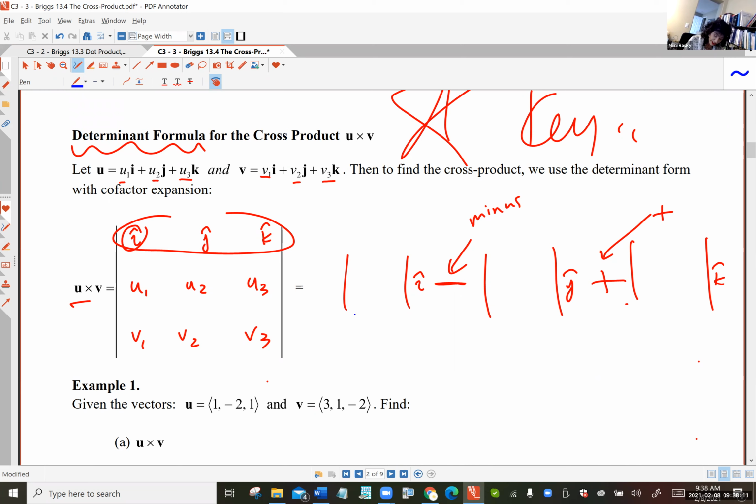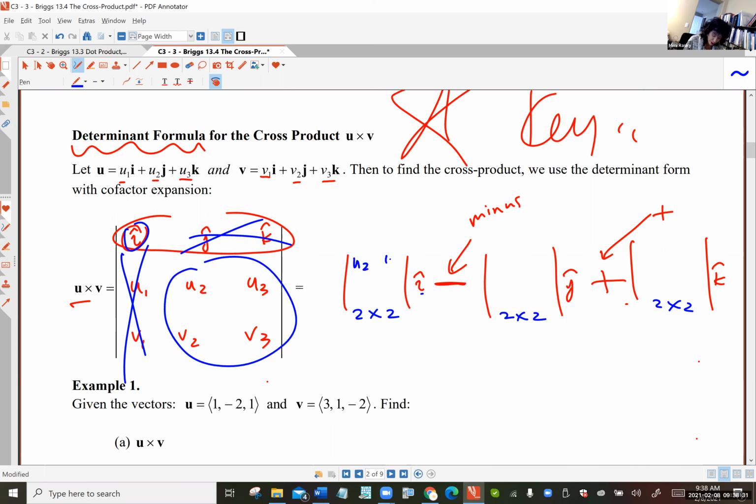Okay, so what is this 2 by 2 determinant here? And what's this 2 by 2? And what's this 2 by 2? Watch closely how I get them. I look at where i hat is located, and I temporarily block out the row and column that he lives in, just temporarily, and look at who's still standing. Those values get put in his corresponding 2 by 2 determinant. Okay?